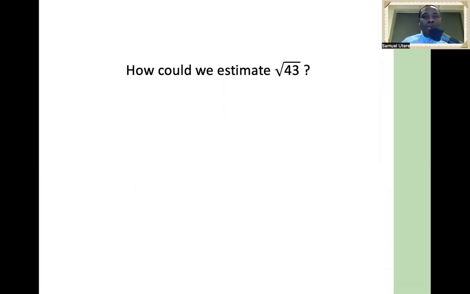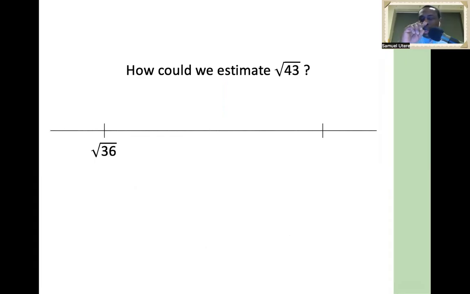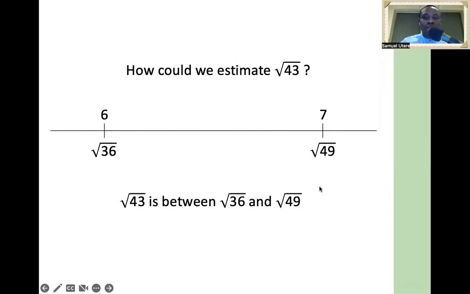How could we estimate the square root of 43? Well, think about the closest square roots you can find closer to 43. We know that the closest ones are 36 and 49. Why? 6 times 6 is 36 and 7 times 7 is 49. So the estimate for the square root of 43 must be between 6 and 7.